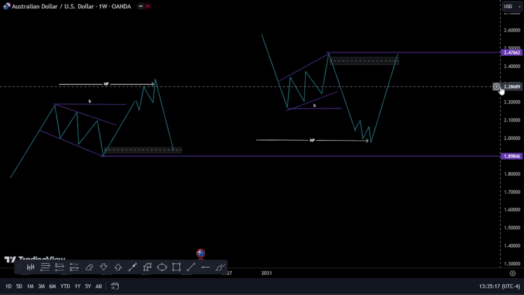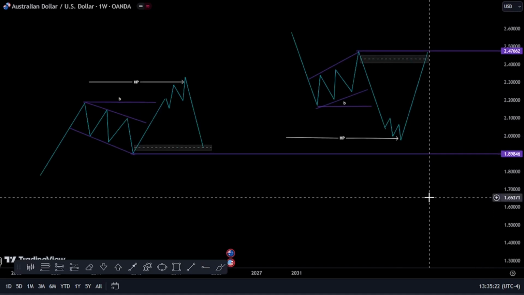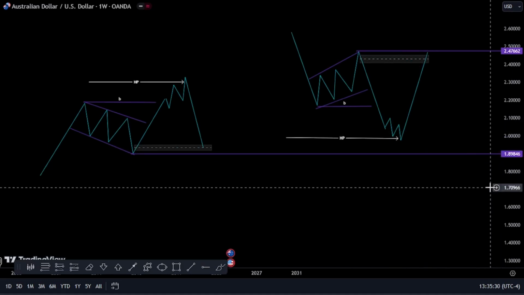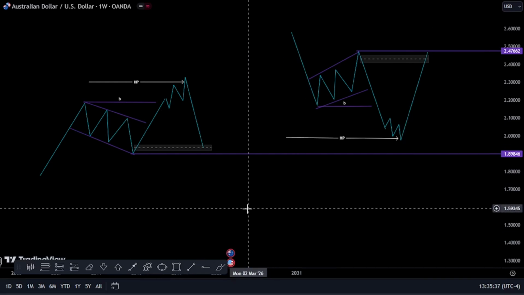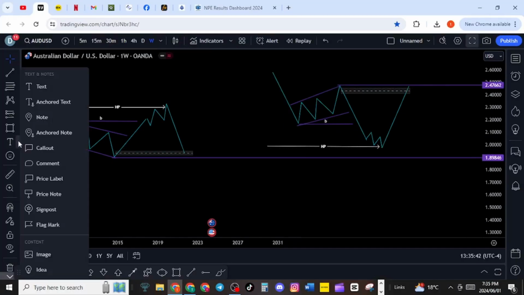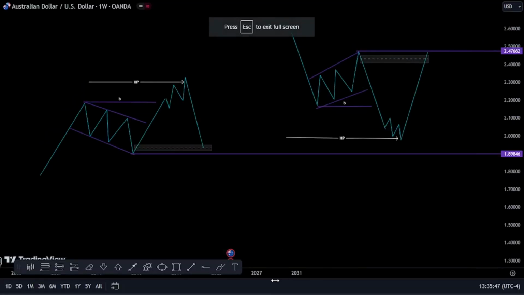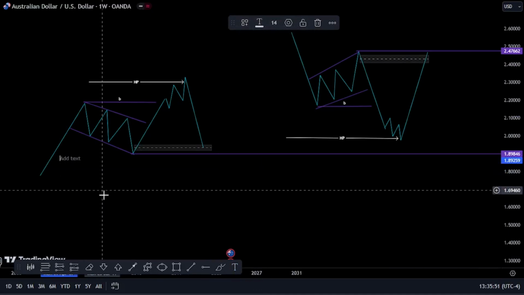As you guys know, I'm using SMC Falcon, so I'm going to be explaining how I use my strategy from the higher time frame to the lower time frame. Let's quickly jump on it.